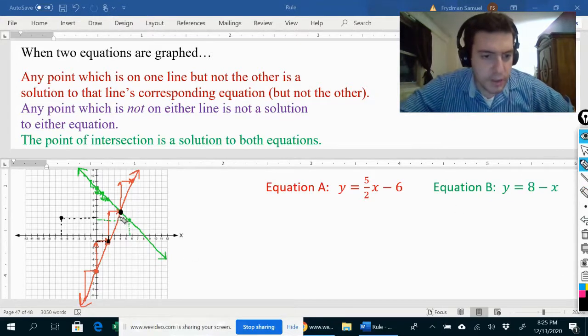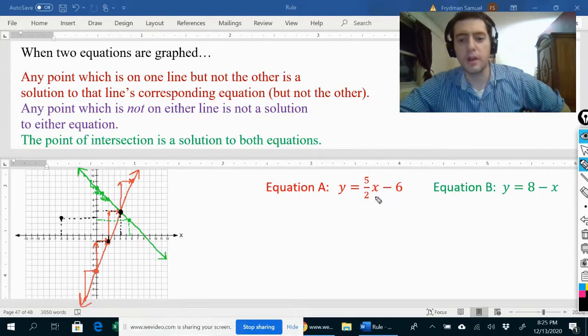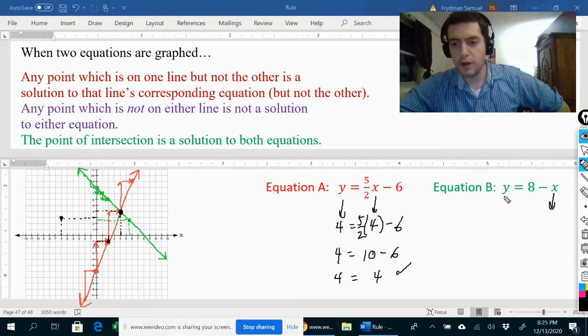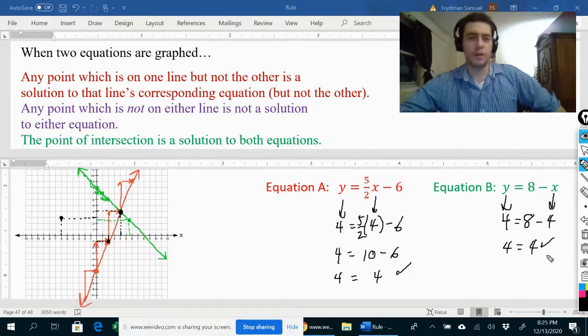So what is this point over here? That would be 4 for x and 4 for y, okay? So if we plug in 4 for x and 4 for y, 4 divided by 2 is 2, and then 2 times 5 is 10, so we get 4 equals 10 minus 6. 10 minus 6 is 4, so I get 4 equals 4, so that's good. Over here, if I plug in 4 for x and 4 for y, I get 8 minus 4 is 4, so again, I get 4 equals 4, so that works, right?